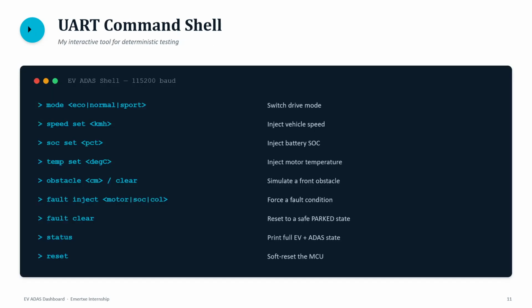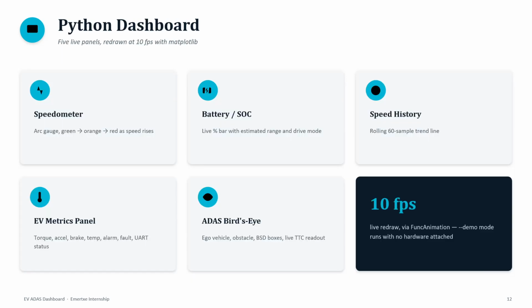So the UART command shell was also built such that commands could be sent back to the STM32 to enable certain commands. The Python dashboard has a speedometer, a battery SOC bar. It also shows speed history, an EV metrics panel to show the torque, acceleration, brake, and temperature. It also consists of an ADAS bird's eye view, such that it would be easier to actually see your blind spots and how your car is actually in real life.